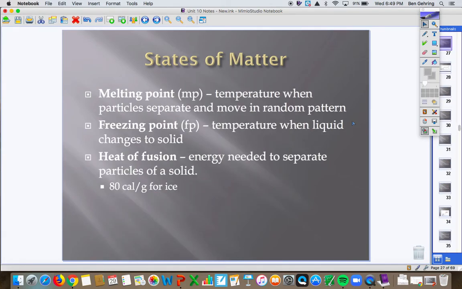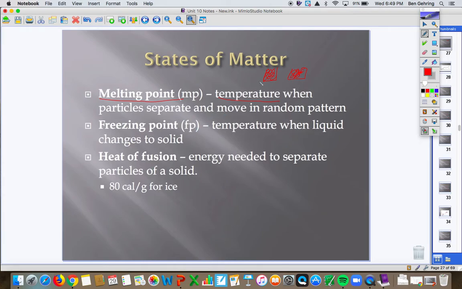Moving on. Some different terms that go along with these. We have a melting point, we have a freezing point. So your melting point is the temperature and pressure at which particles separate and move in random patterns. So you went from a block-like structure where particles are all touching to one where they are now allowed to flow past one another, and they don't have to be in this exact same order. So we can have motion there. They can slide past one another.